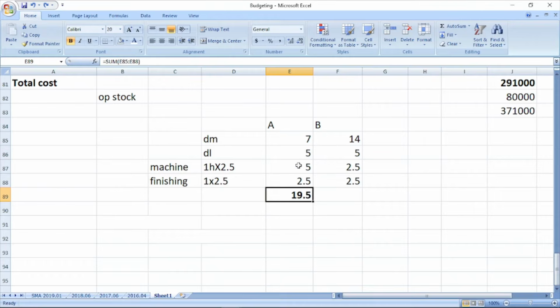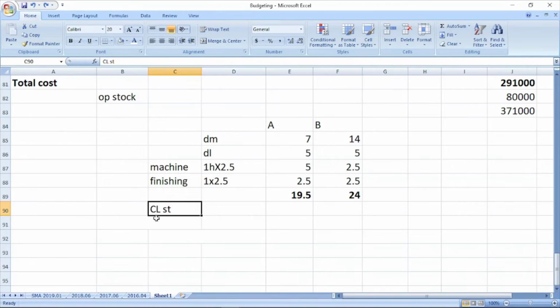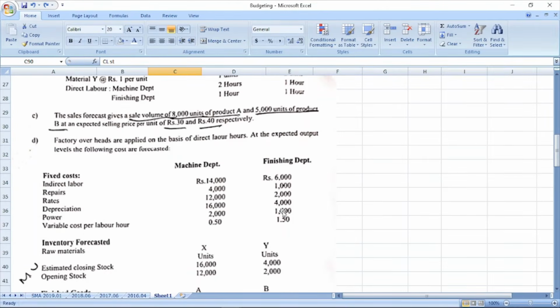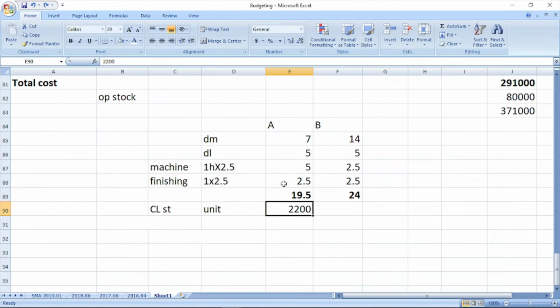So the product cost of A is 7 plus 5 plus 5 plus 2.5, it is 19.5, and 14 plus 5 plus 2.5 plus 2.5, it is 24, the cost price for product B. And closing stock is estimated closing stock 2,200 units and 1,000 units. So now we need to calculate the cost.